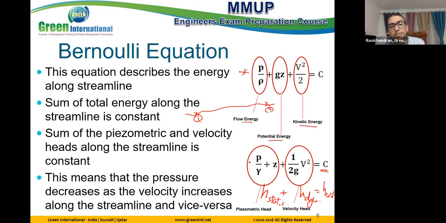We have another form for this. It's not used a lot, but it is the second one to be used. The first priority for the main equation is the head form. Second one is pressure. Third one, used rarely, is the energy form.